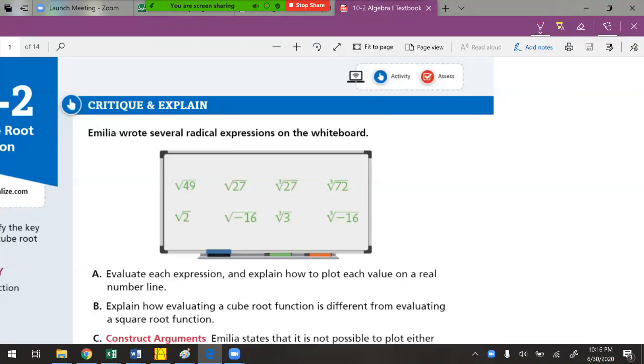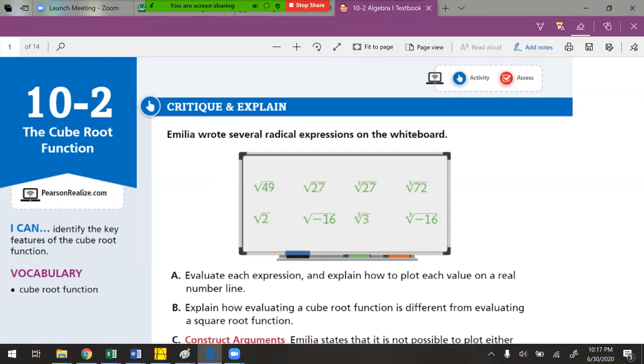Okay, this lesson is going to talk about the cube root function. But before I talk about the cube root function, what I do need to discuss is what a cube root function is. Notice this little 3 there on the top. This means that instead of having 2 of the same number, you need to have 3 of the same number in order for it to be taken out.